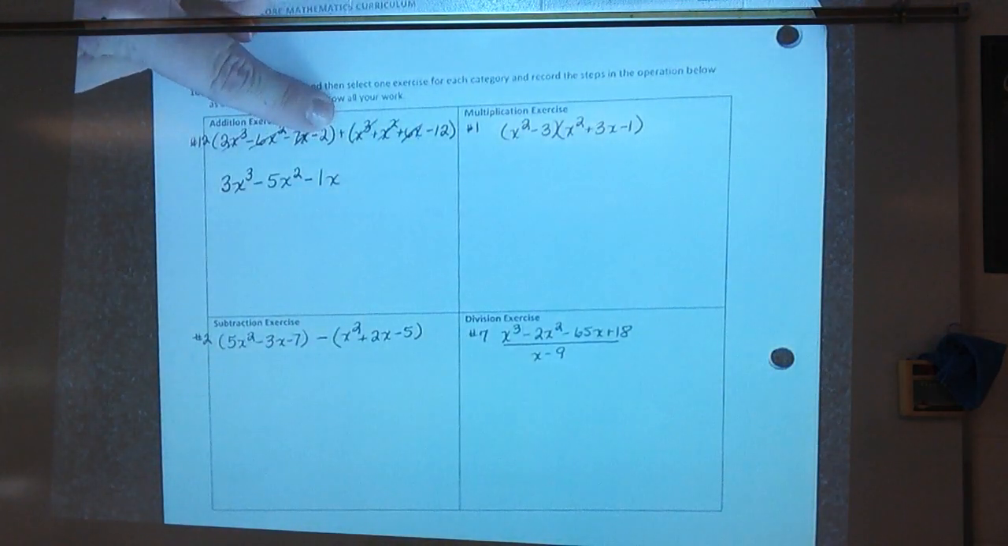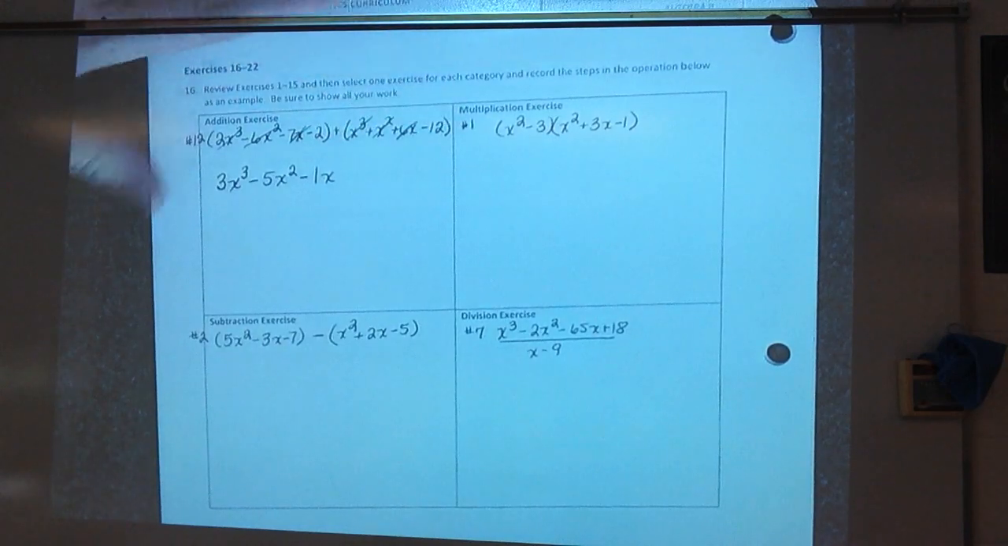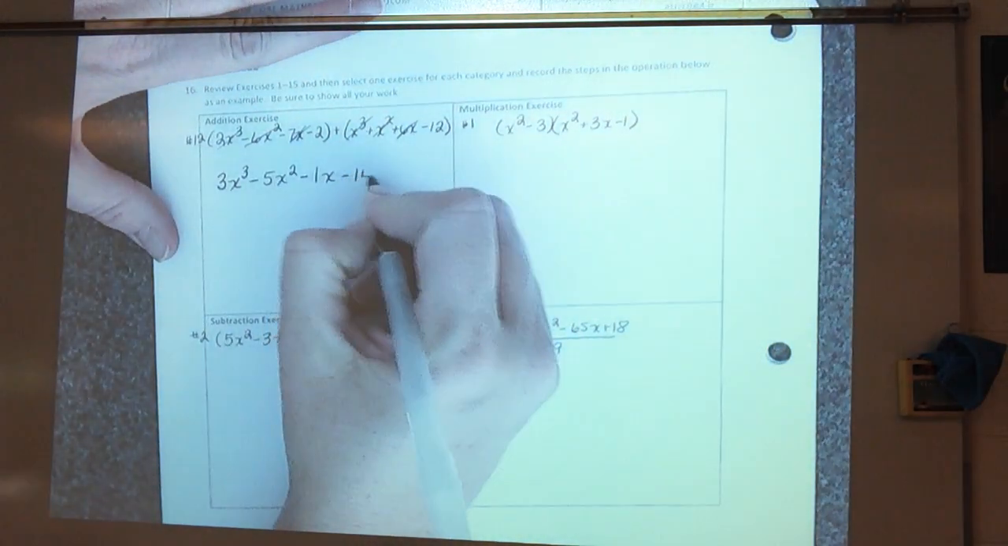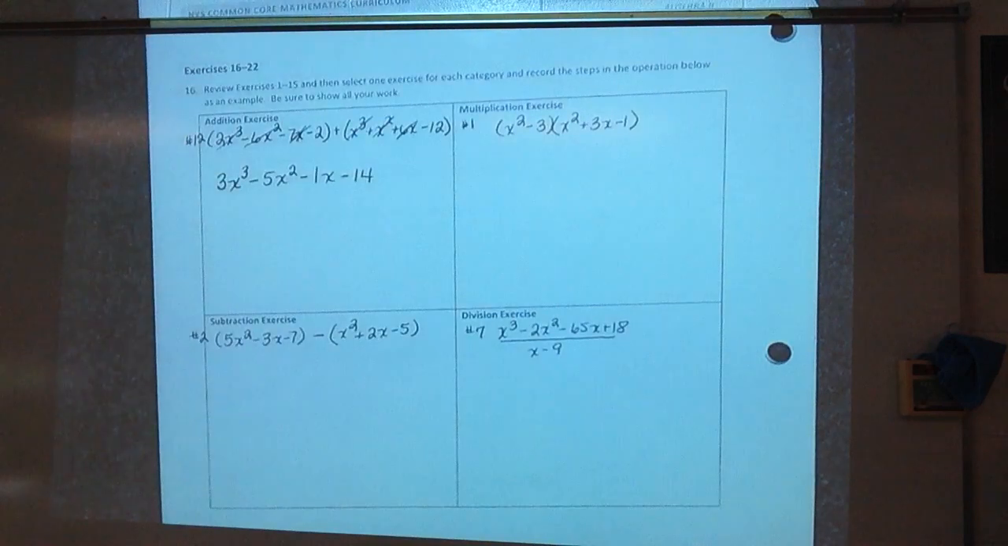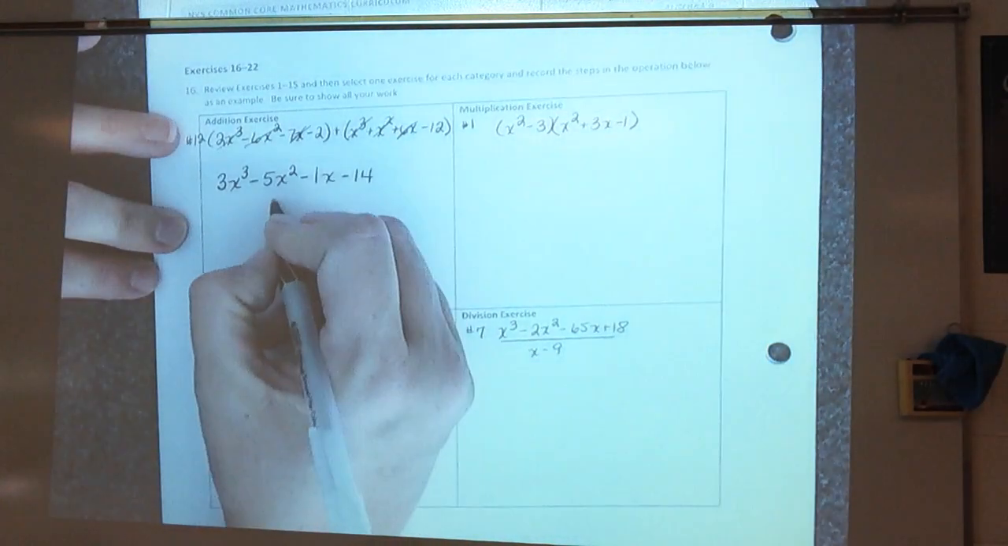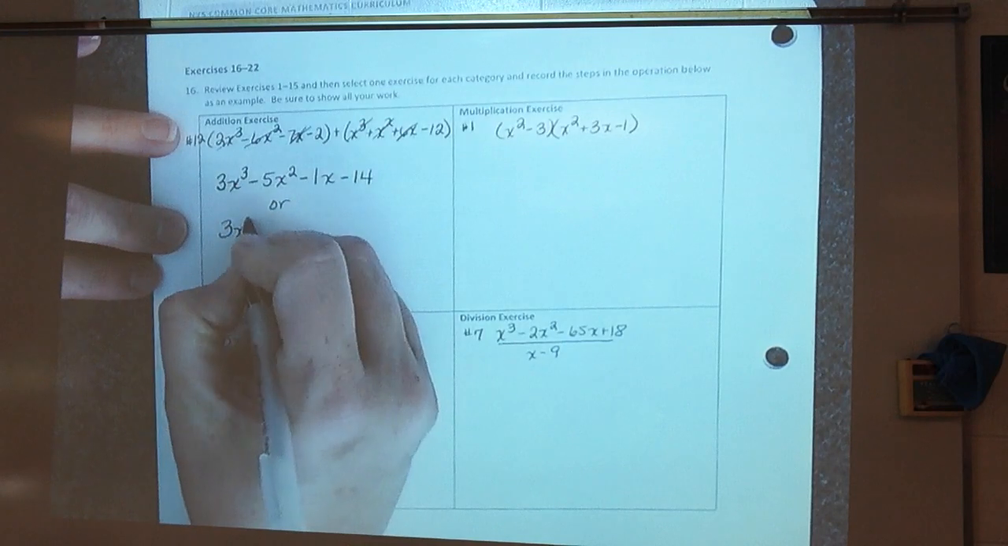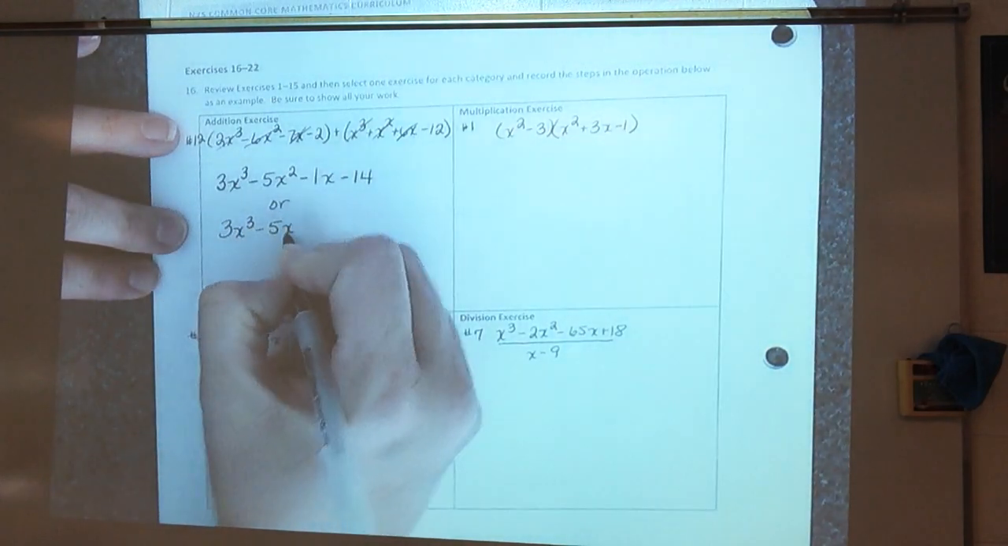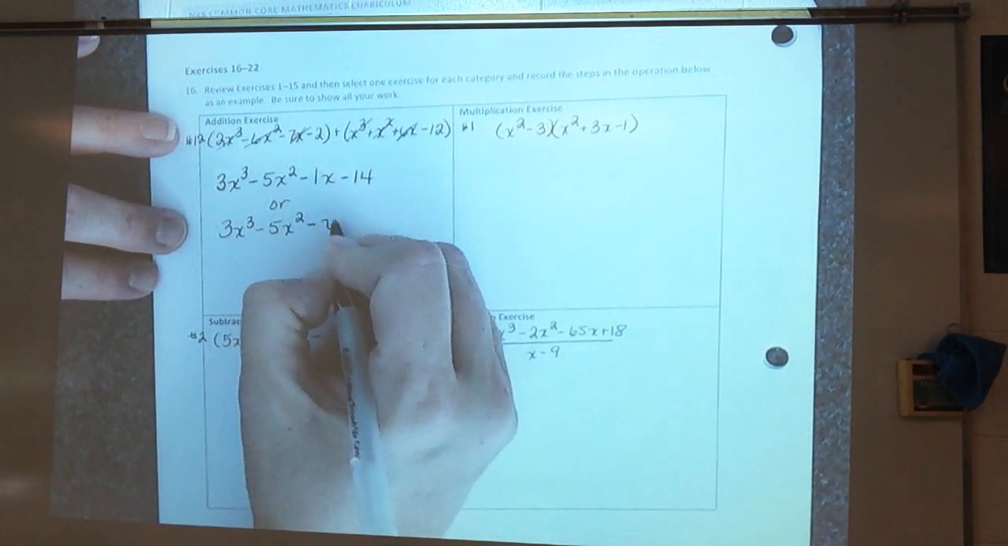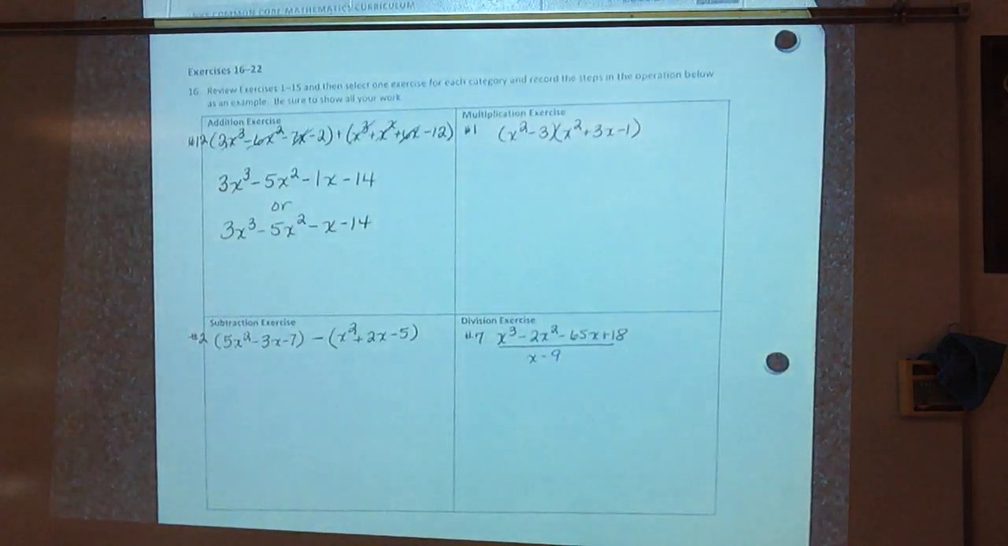And then I have negative 2 plus a negative 12 is negative 14. And I'm finished. I've combined like terms. That's all I have to do. On this, I can also write it like this: 3x cubed minus 5x squared minus x minus 14. I do not have to put the 1 in front of the x.